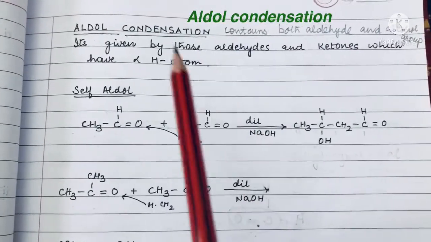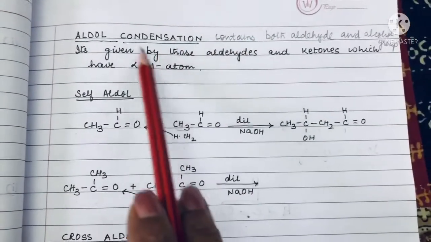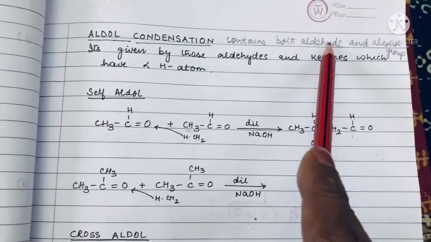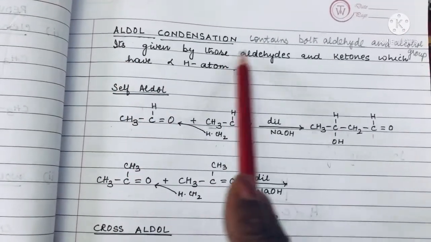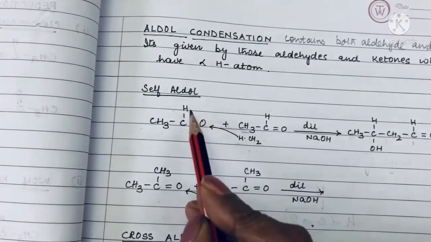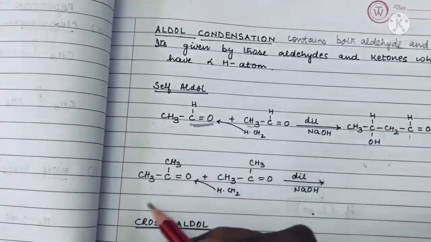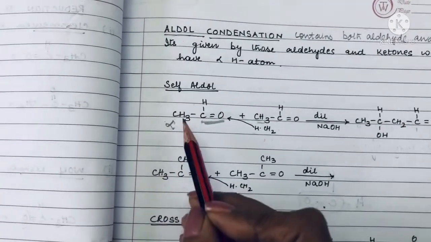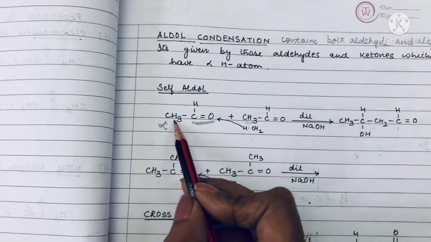I'm doing a very important reaction which is called aldol condensation. Now aldol condensation forms an aldol. Aldol is the product which contains both aldehyde and alcoholic group. That's why the name is aldol. So it's given by those aldehydes and ketones which have alpha hydrogen atom. Alpha hydrogen atom is a hydrogen atom which is next to the functional group. In this case, CO is the functional group. Next to it is this carbon atom which is an alpha carbon atom. If hydrogens are present on this, we will say it contains alpha hydrogen atom.